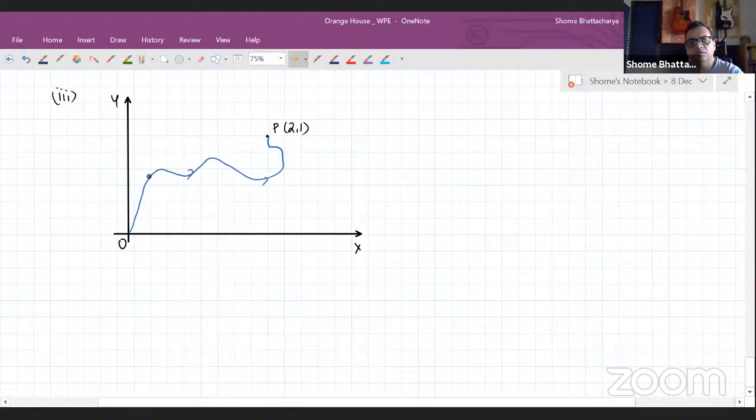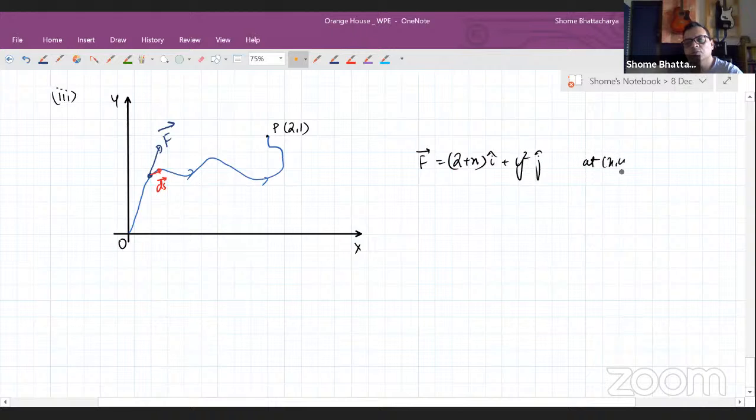Suppose I take some path like this. And the force acting on the particle while going on this path, at any point of time the force acting is F, and the differential displacement is like this, ds. So the force was given to us by the equation (2 plus x) i cap plus y square j cap at any point P, x comma y. When the particle is located here at any general point x comma y, the force is like this.